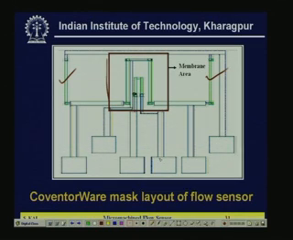You can see these two are the heater bond pads, and the other four, 1 2 3 4, are for the Wheatstone bridge. Four bonding pads are required, two for the power supply and two for the output. All the resistances are wired in such a fashion that the four resistances fit into the Wheatstone bridge.